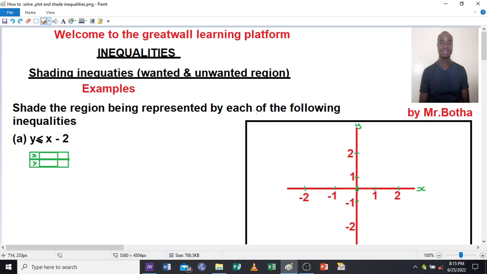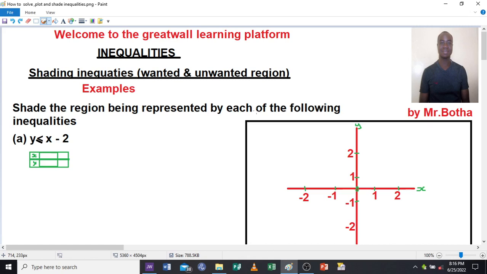We are going to learn inequalities. In the previous video, I showed you how to solve inequalities. Now in this video, I'm going to show you how to shade inequalities, that is, regions being represented by different inequalities.